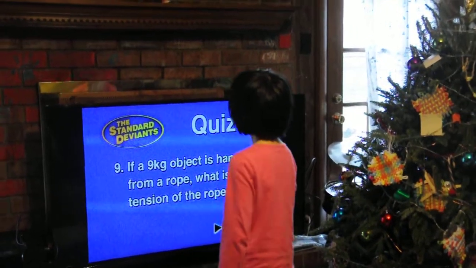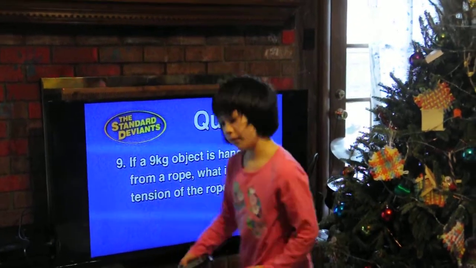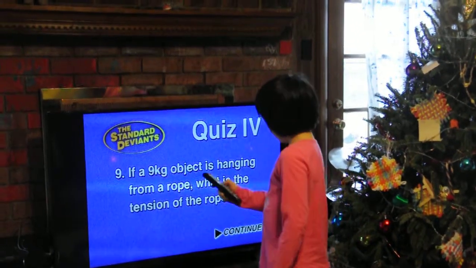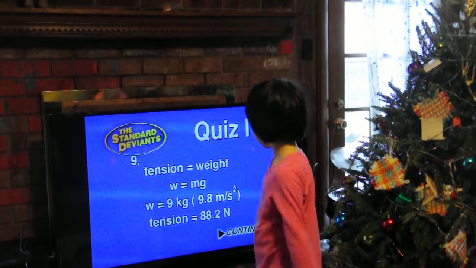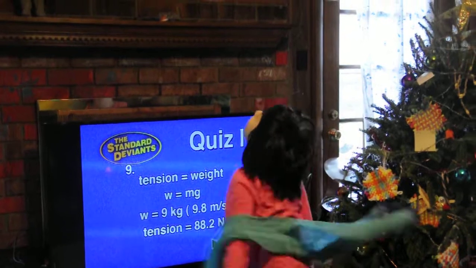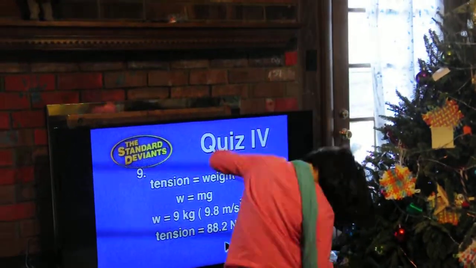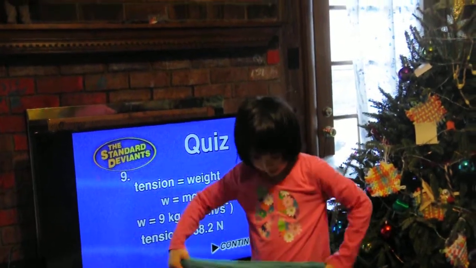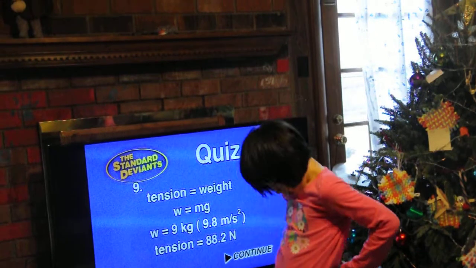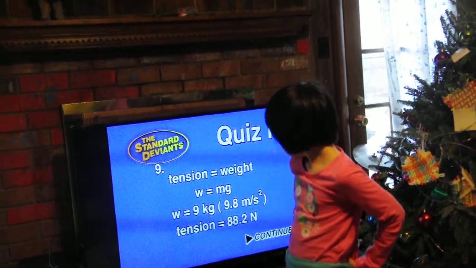Number 9. If a 9 kilogram object is hanging from a rope, what is the tension of the rope? 9 kilograms. Since the object is not moving, it's in equilibrium, so the tension of the rope equals the weight of the object. Weight equals mass times the acceleration due to gravity, which is 9 kilograms times 9.8 meters per second squared. Multiplying this out, we get a weight of 88.2 newtons, which also equals the tension in the rope.